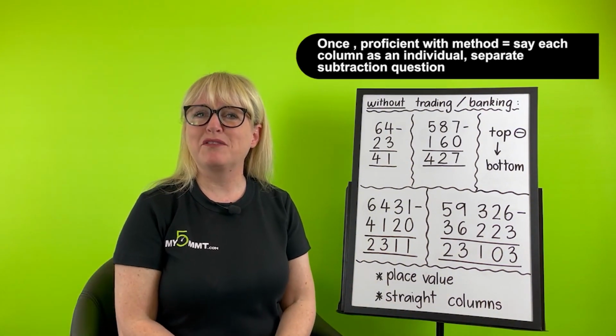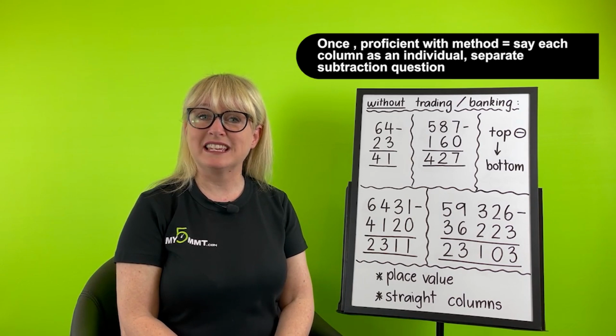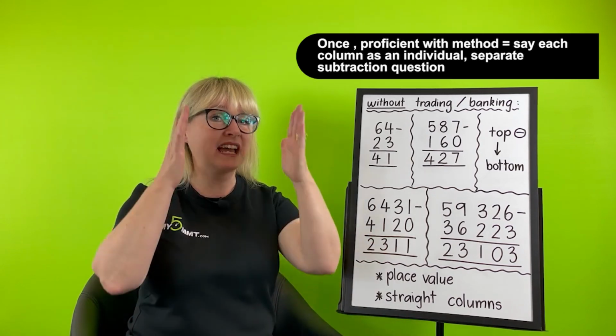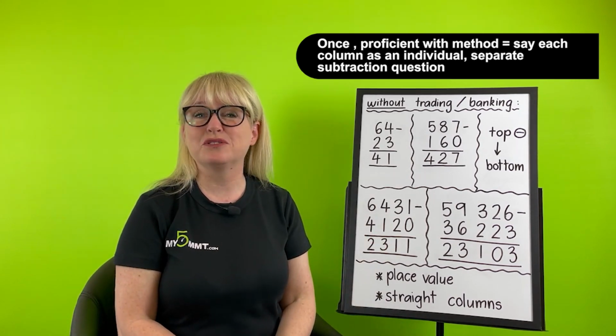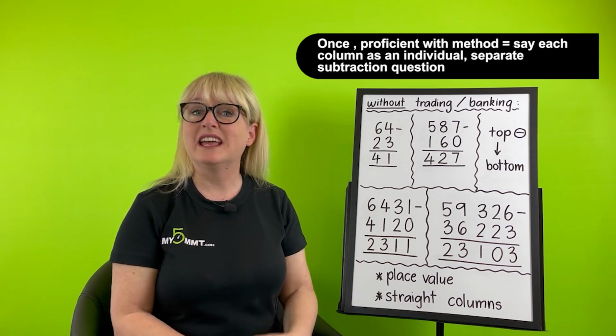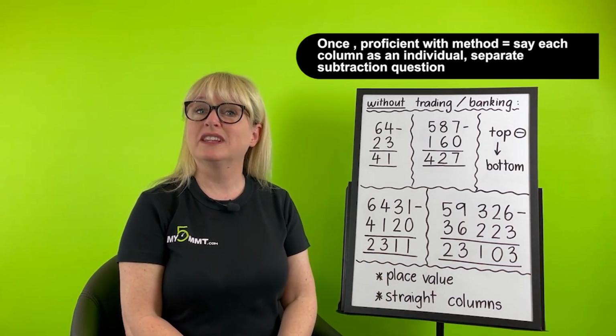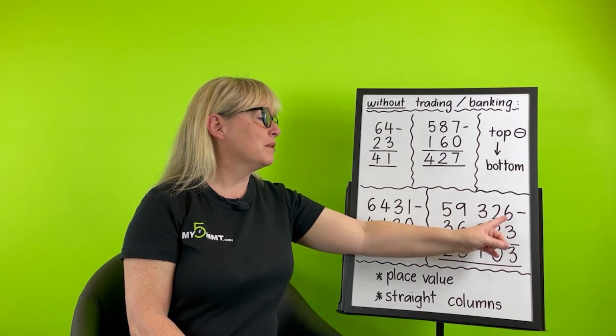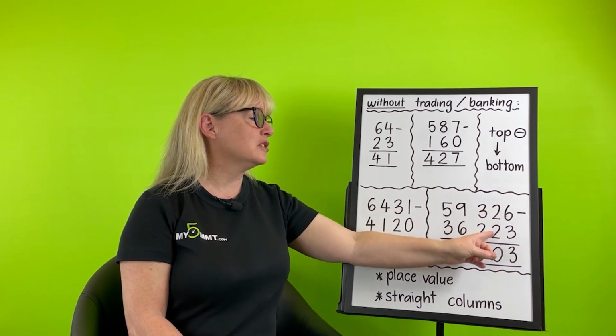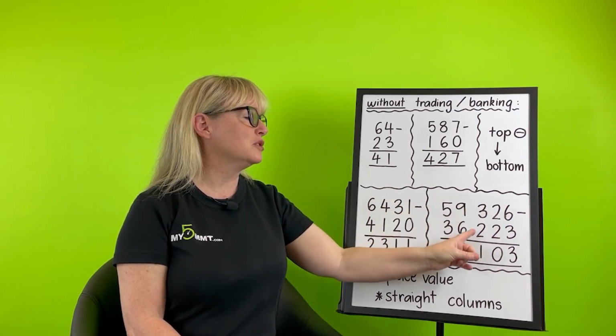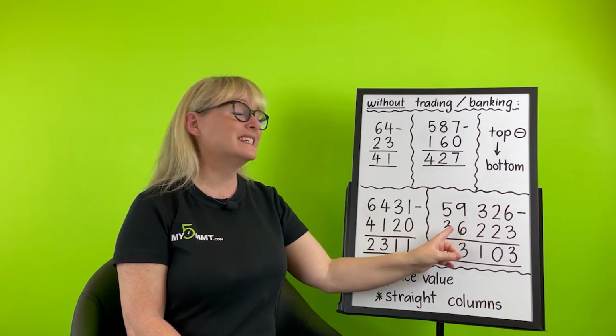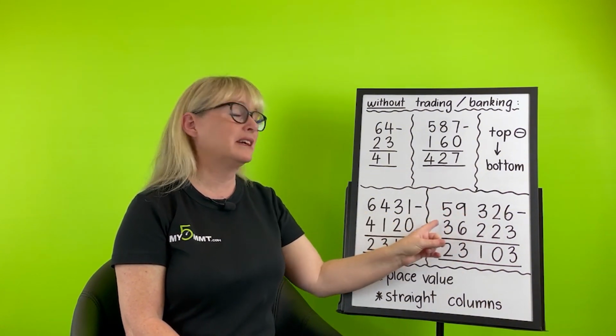I said the place value as I move from the ones to the tens to the hundreds and the thousands. But once I become proficient with understanding that procedure, I can actually just say each column as an individual separate subtraction question and not say the place value, like this. 6 take away 3 is 3, 2 take away 2 is 0, 3 take away 2 is 1, 9 take away 6 is 3, and 5 take away 3 is 2.